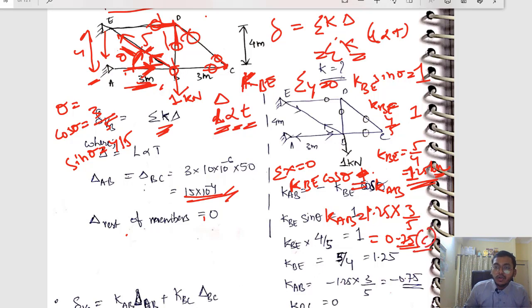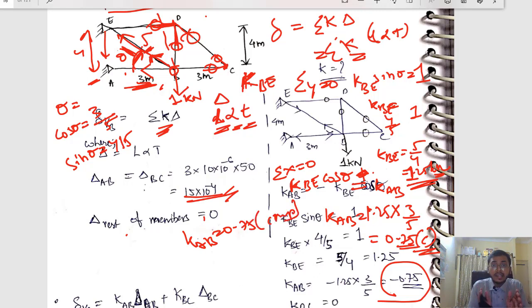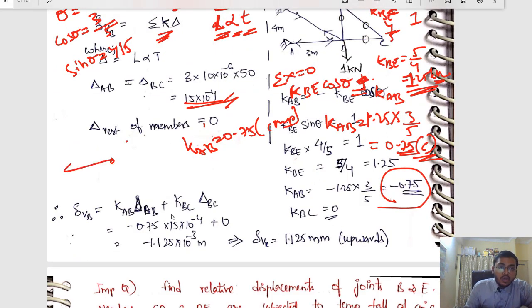So 0.75 compression. Even if you had taken the direction as tension, for example, I have taken compression directly, so I got a positive value. But if you had taken tension, what would you get? You would get the value as minus 0.75. That means it is compression. You can write it as KAB equals 0.75, and in the bracket you can mention compression. Both ways, the concept should be clear. Please be careful about sign convention. If something is going away from the joint, then it is tension. If something is coming towards the joint, then it is compression. Always remember that.